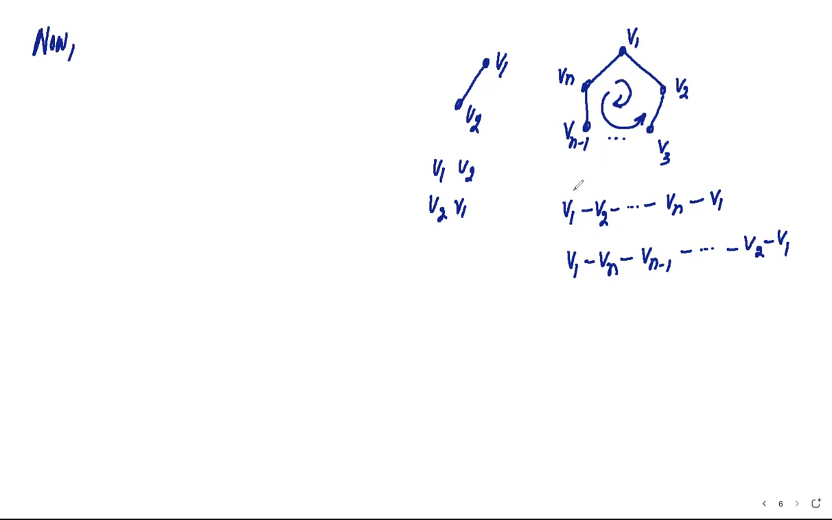But if we have a cycle of length greater than or equal to 3, then it corresponds to two different permutations. One permutation is 1, 2, 3, up to n, but the same cycle can be written in the reverse order as 1, then n, then n minus 1, down to 2. These are two different permutations in Sn, but they represent the same cycle Cn. So each cycle of length greater than or equal to 3 has two expressions, and those two expressions represent two different permutations in Sn.